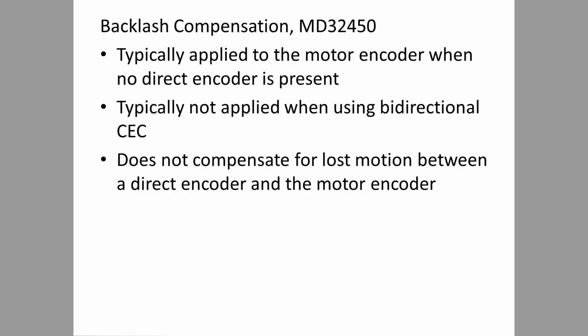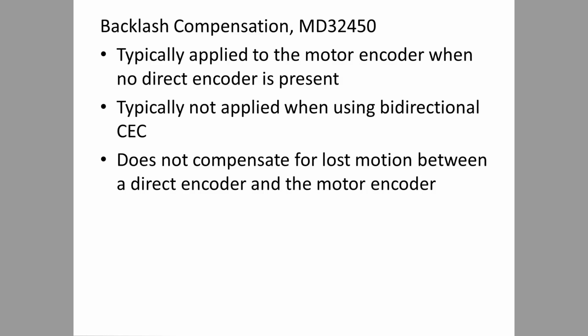So now that we've talked about doing bidirectional comp, there is also a backlash compensation per axis in machine data 32450. There's an index 0 and an index 1. Index 0 being for measuring system 1, index 1 being for measuring system 2. Again, they're offset by 1. Typically, these are applied to the motor encoder when there's no direct encoder present.